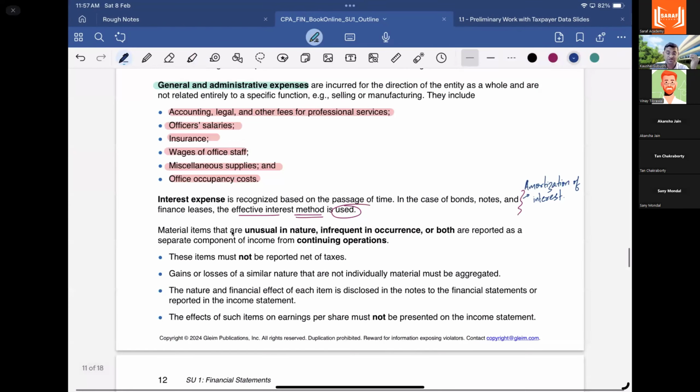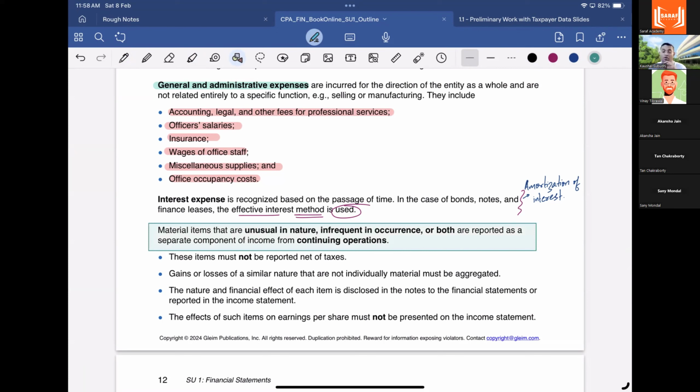So material items that are unusual in nature, infrequent in occurrence, or could be both, would be reported as a separate item. So this is again, there could be some earthquake which is happening, fire in your factory, warehouse, it could happen as well. So these are unusual in nature. It's not something which is happening on a frequent basis. So just keep that in your mind. Whenever you have such kind of items over here, just make sure that you always treat it as a separate item or separate component of income from your continuing operations.